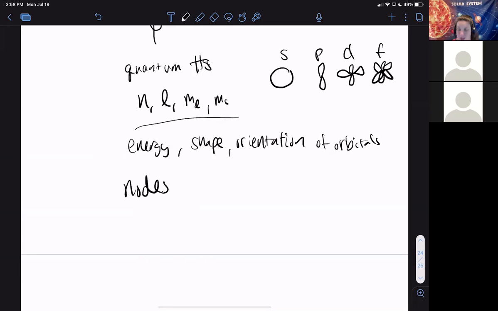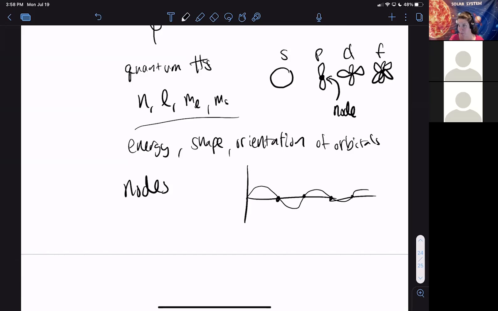So nodes, these shapes of these orbitals were determined using a wave model of an electron. So literally, when we think about a wave, we're talking about something like this, right? So at these points, we have 0 magnitude. We call that a node. So there's no probability of finding an electron at that point.